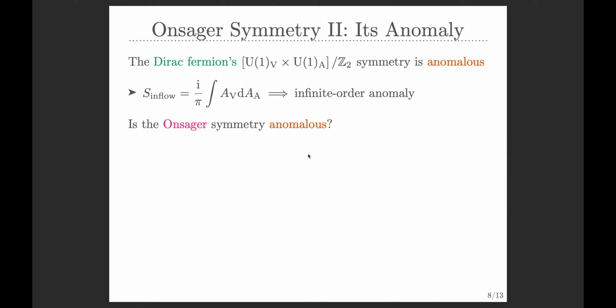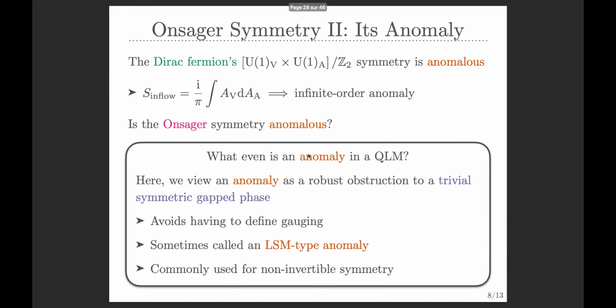Okay, good. So as people probably know, the IR symmetry is anomalous, and its anomaly is an infinite order anomaly. One easy way to see that is you just look at its inflow theory, some Chern-Simons theory, and there's no amount of stacking that will trivialize that invertible theory. So we know that the IR symmetry is anomalous, and it begs the question, well, is the UV symmetry anomalous?